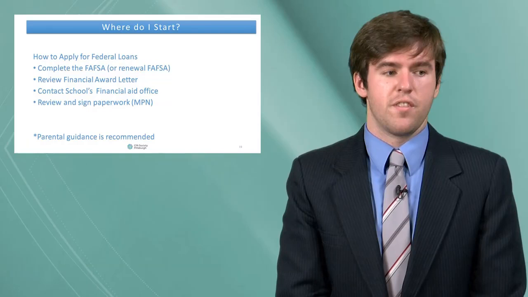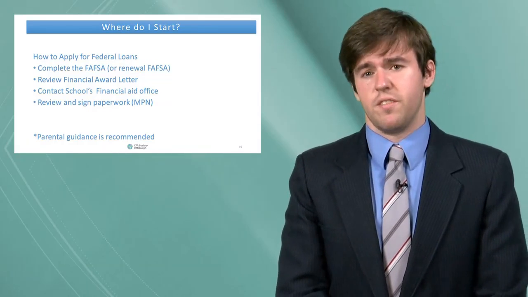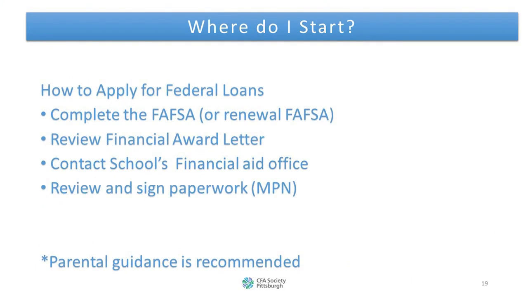Now, if you're not in college and you're applying for FAFSA, where do I start? Well, you can complete the FAFSA form or renewal FAFSA, because you have to do it every year, even in college. You can review the financial award letter that your college has given you, or you can contact the school's financial aid office. It's a very easy process and they can definitely help you through it. Last thing you would want to do is review and sign all of the paperwork and make sure that it is accurate to the best of your knowledge.